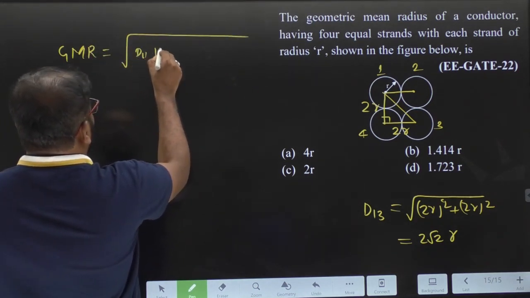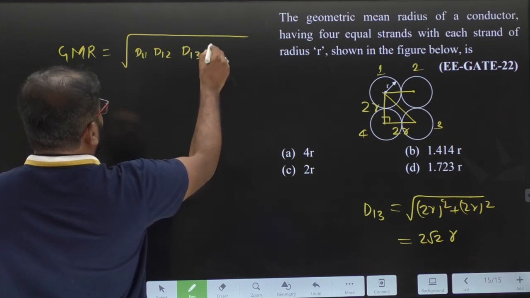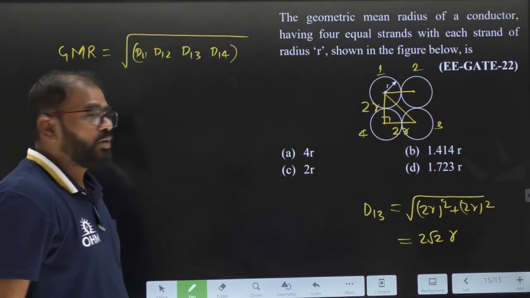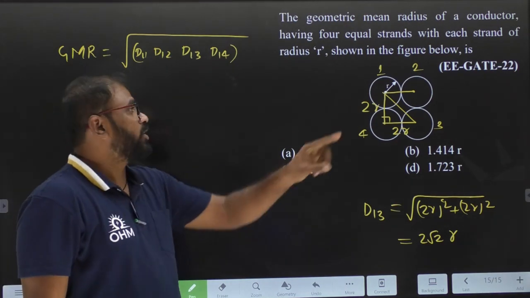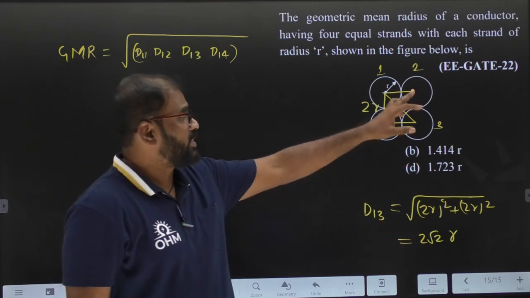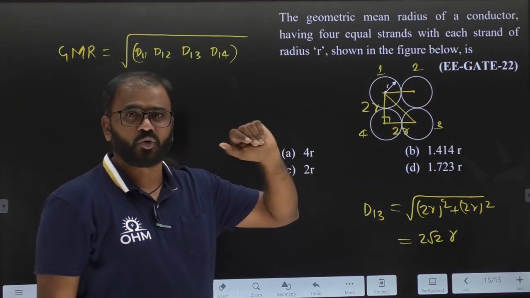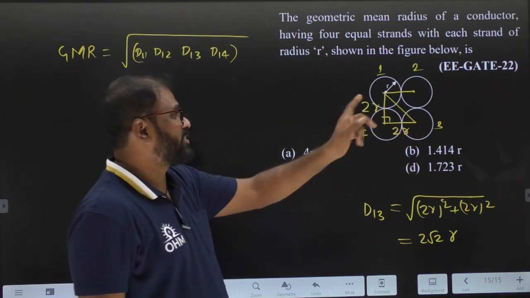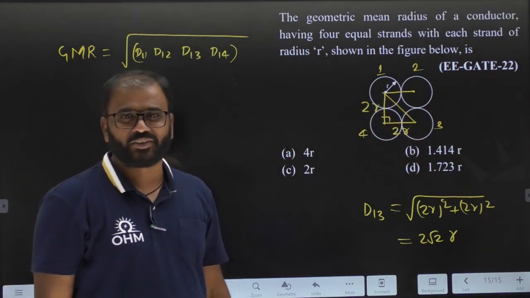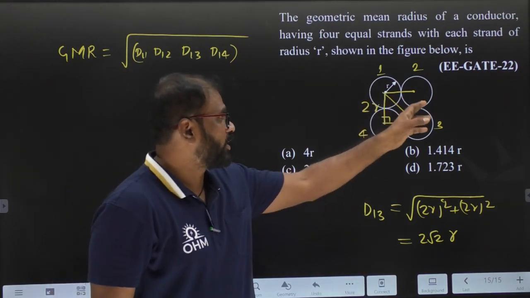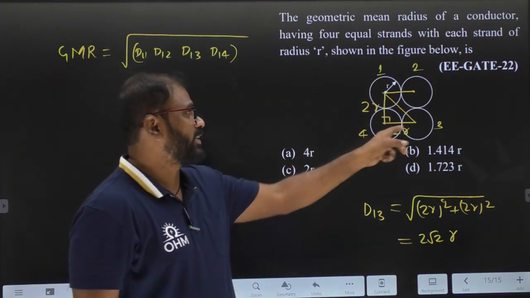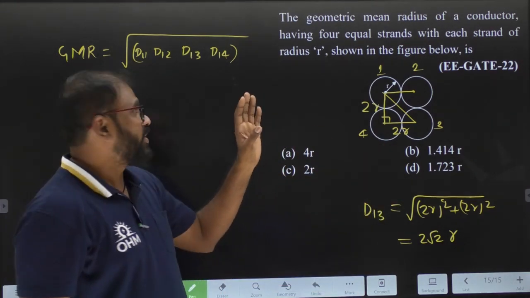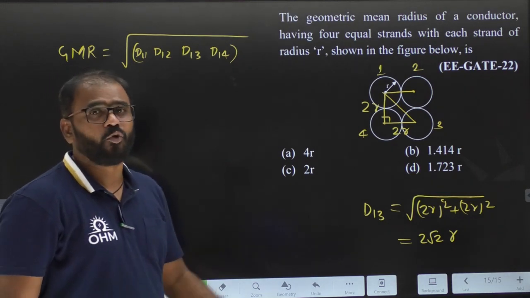D11, D12, D13, D14. I am writing with respect to conductor 1 first. But whatever the 4 terms we get with respect to conductor 1, the same 4 terms we get with respect to conductor 2. That means the same values. Conductor 3 also, conductor 4 also, because there exists a symmetry between these 4 conductors. They form a square if you join their centers. So definitely there exists a symmetry. That is the reason I am directly writing only the 4 terms with respect to conductor 1.